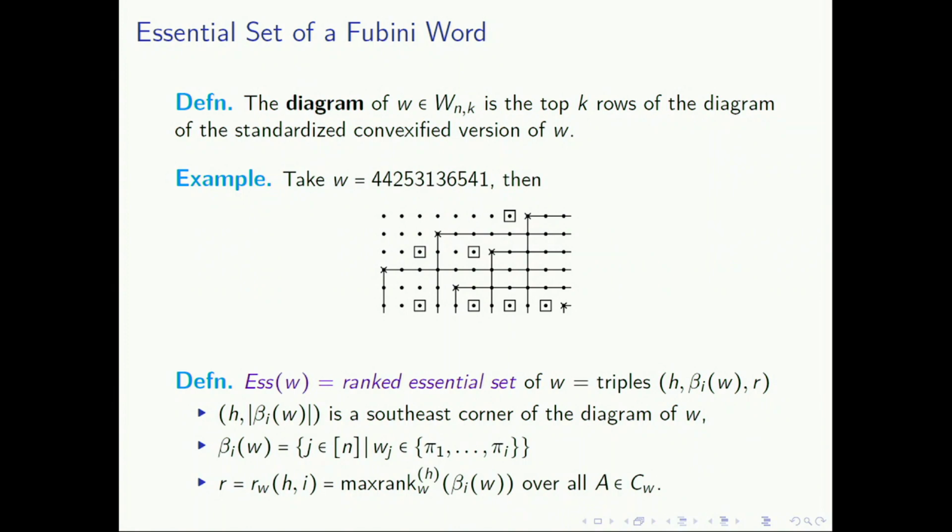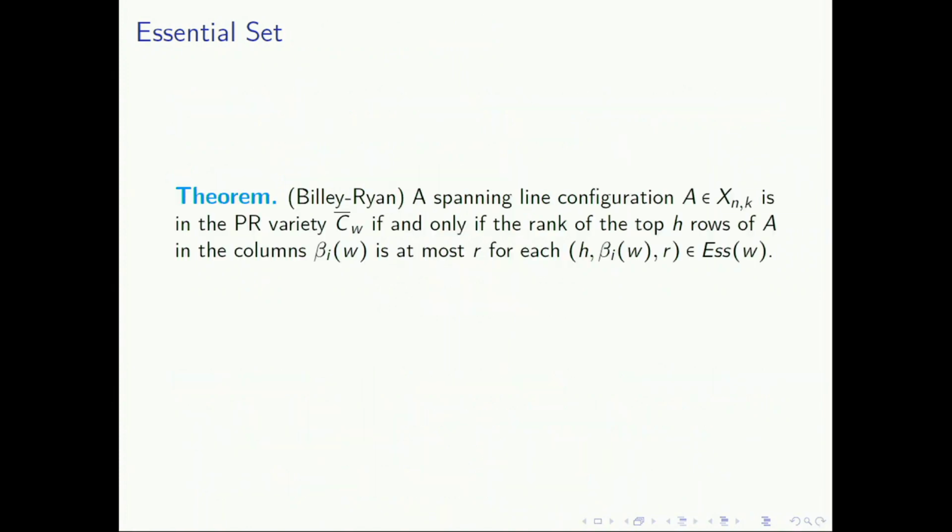So this will be a growing set of sets. And then the rank conditions come from what is, over the whole cell C sub W, the highest possible rank among the columns in the beta I positions. If you have this data in front of you, then we claim that you can check if a matrix is in a particular Pawlowski-Rhodes variety if and only if it satisfies the rank conditions for the essential set, this ranked essential set. And that's easy enough to test as well.